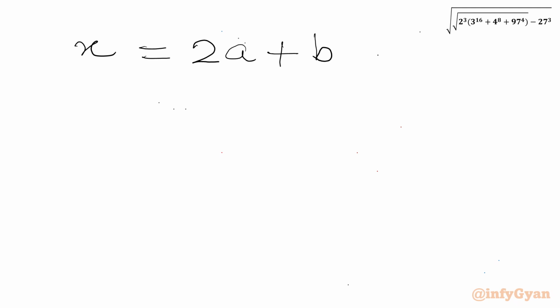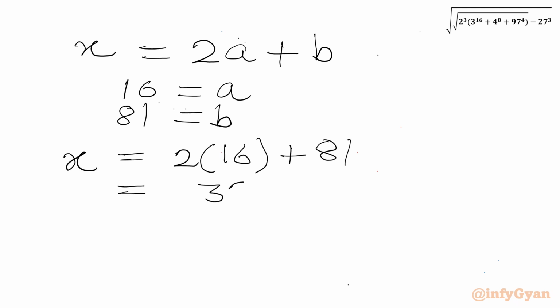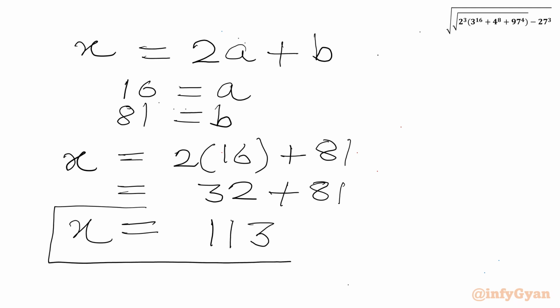Now our substitution was, 16 equal to a and 81 was our b. So I can write x will be equal to 2 times 16 plus 81. This will give us 32 plus 81. Once I add both the numbers, we will get 113. So our final answer becomes 113.